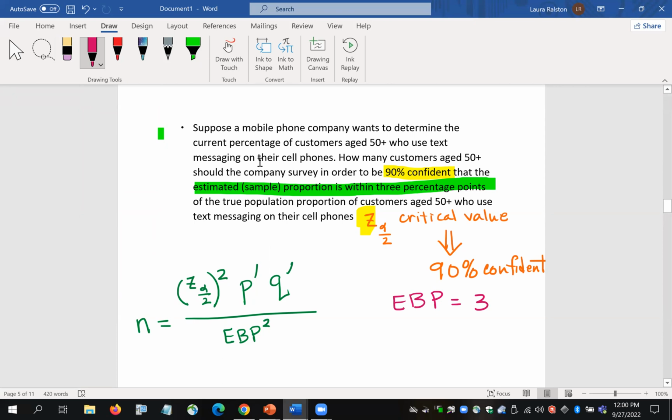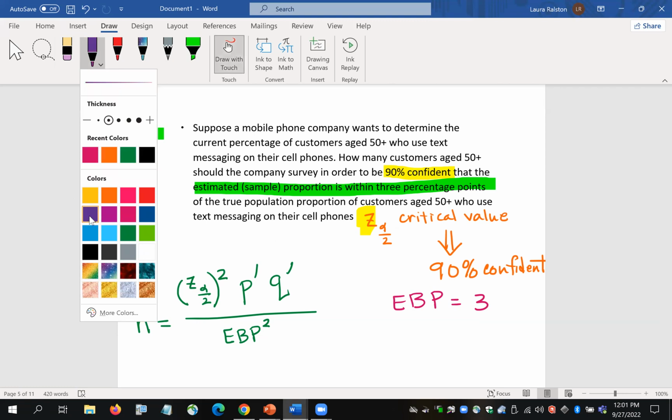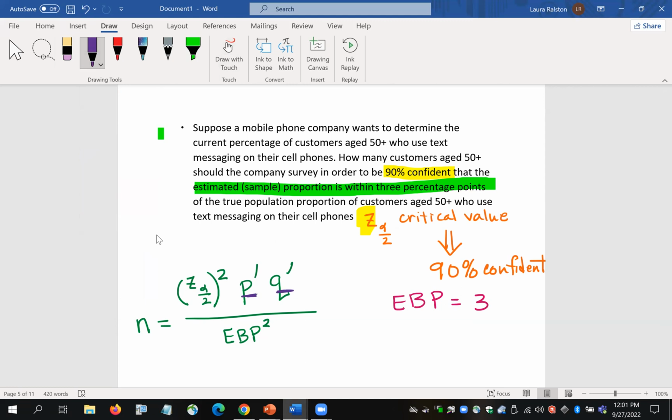Okay, and let's see what else. The one piece that we're missing here is we're trying to figure out the sample size, but it doesn't tell me my probability of success. It doesn't give me P prime or Q prime. They're not given. If they're not given, the rule says we're going to use 0.5 or 50%. Basically you just divide it in half. There's a 50% chance of success and a 50% chance of failure. If you're not told, that's how we divide it up.